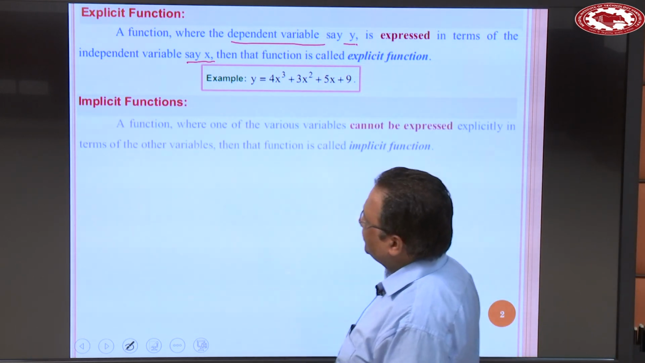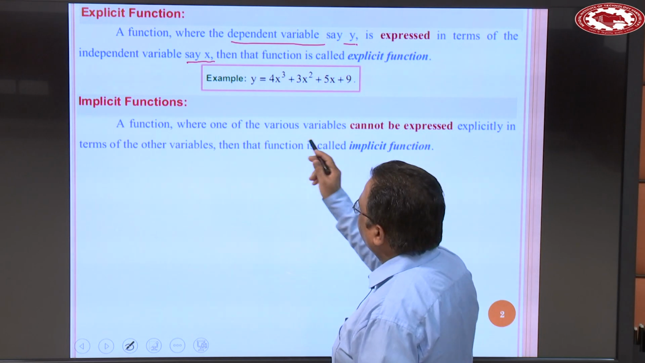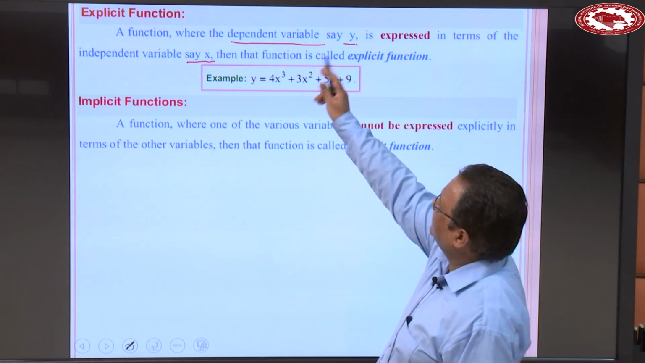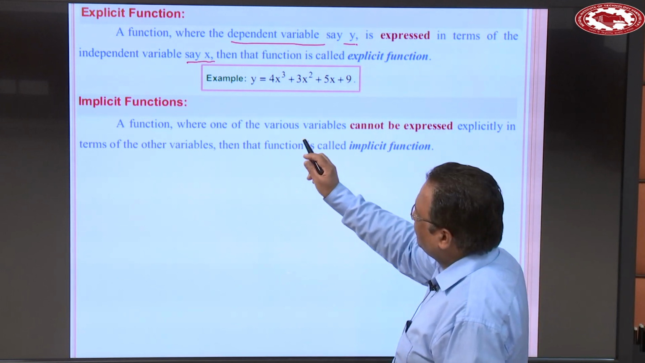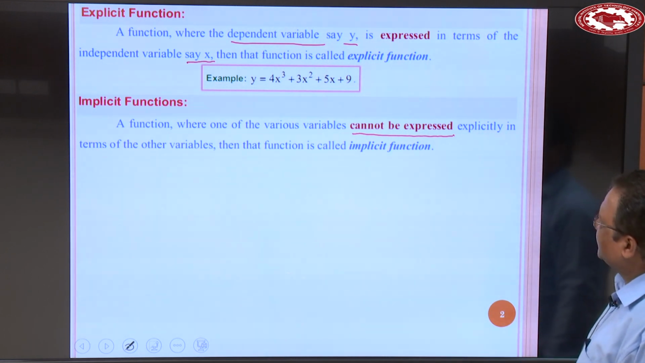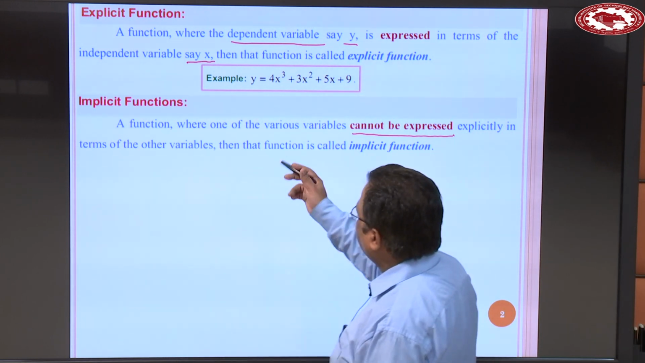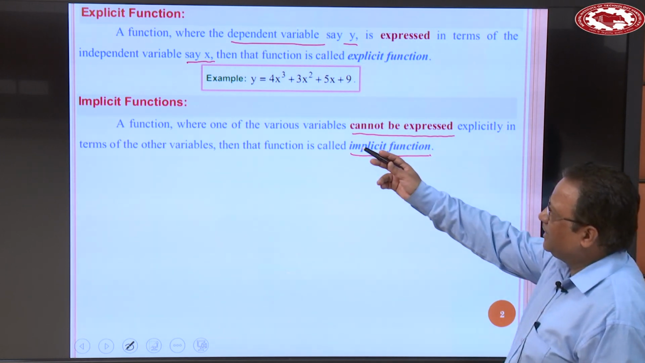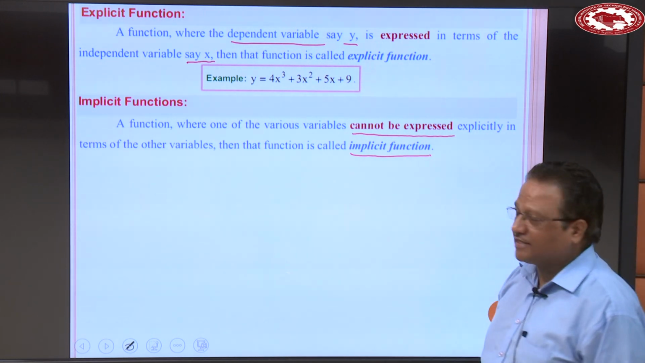And implicit function: a function where one of the various variables, like here x and y are two variables. In this case y is the dependent variable and x is the independent variable. So, a function where one of the variables cannot be expressed explicitly in terms of the other variables, then that function is called implicit function.